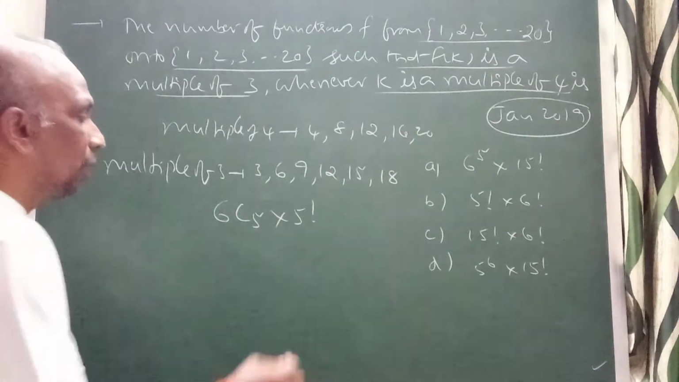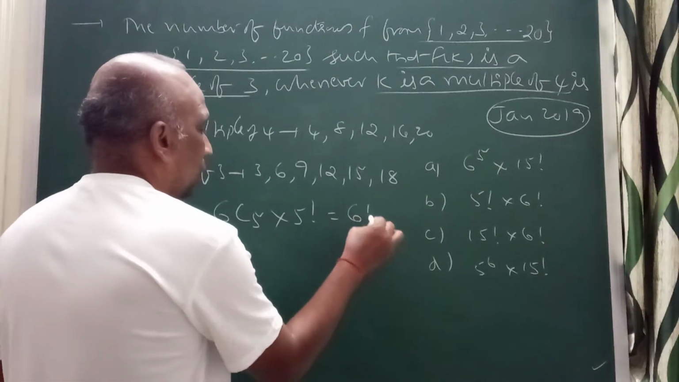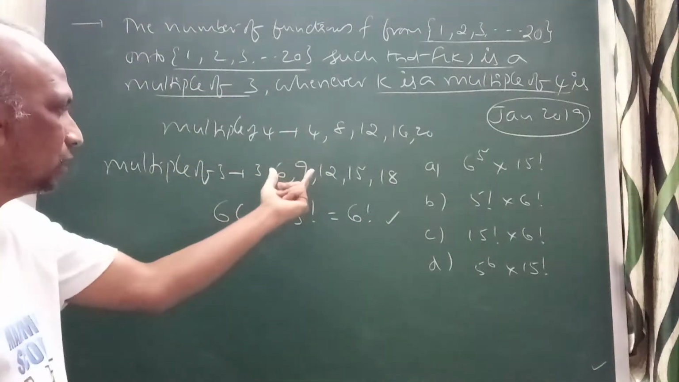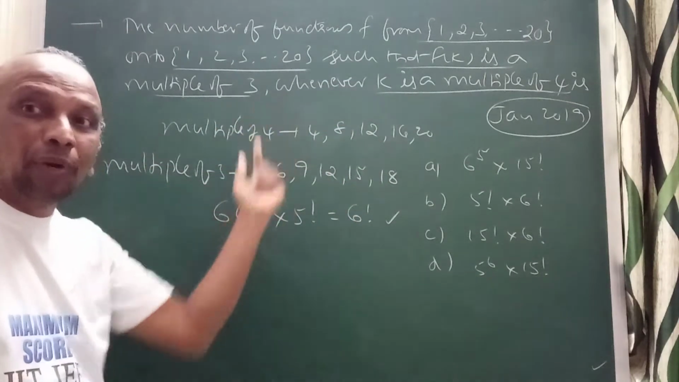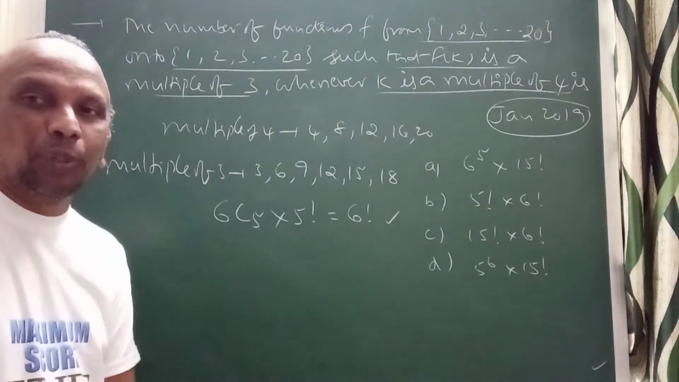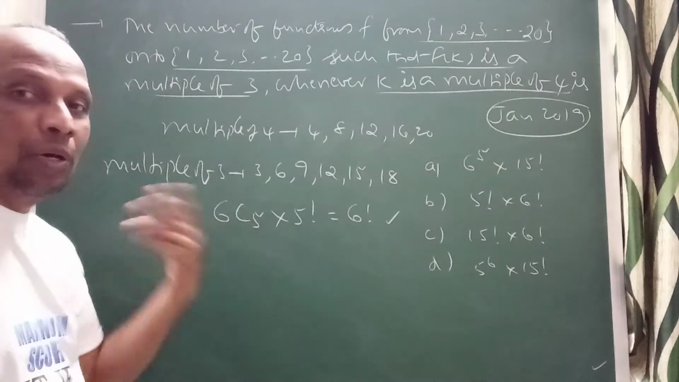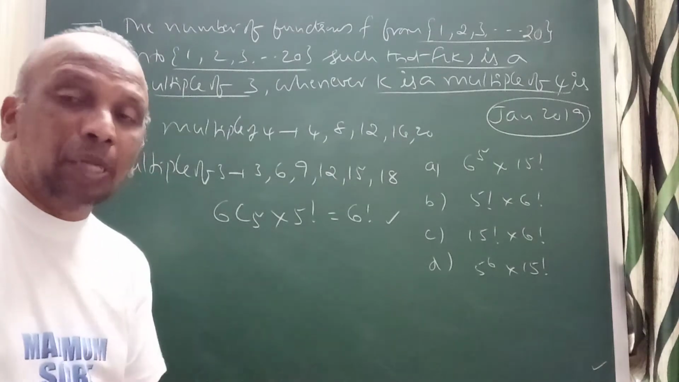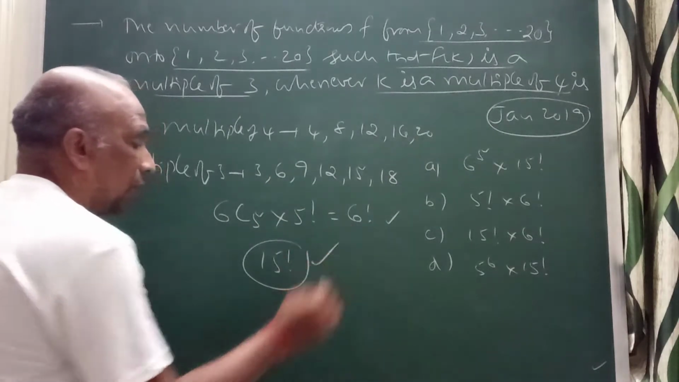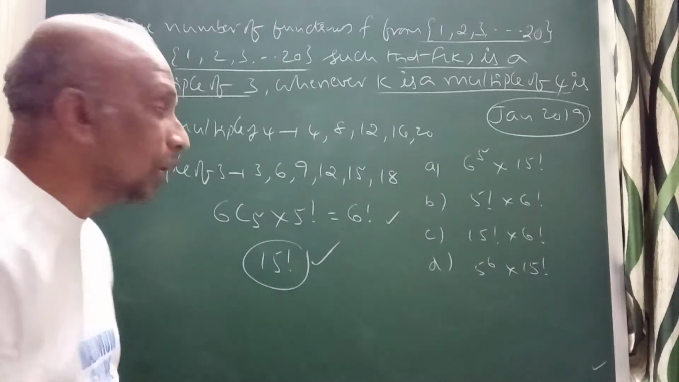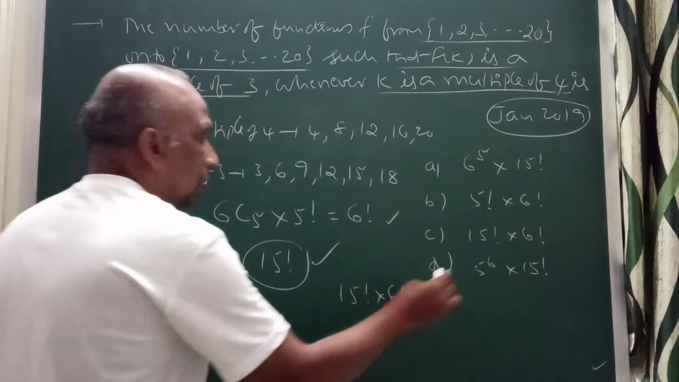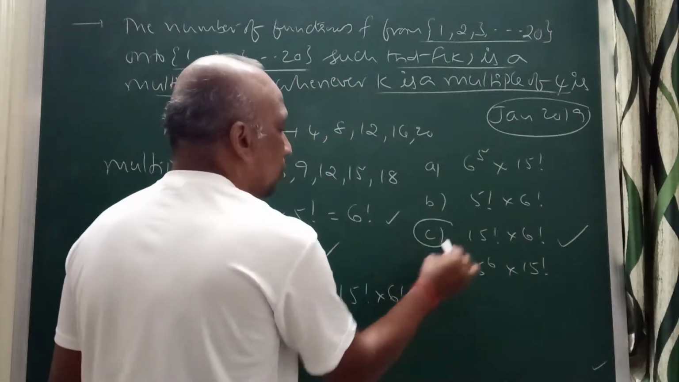6C5 into 5 factorial is nothing but 6 factorial, right? It will come 6 factorial, the number of arrangements between these two. What about the remaining elements we have after taking 5? Remaining 15 elements. Among themselves we can arrange in 15 factorial ways, right? Therefore the final conclusion: the required number of onto functions equals 15 factorial into 6 factorial. Option C is right. This is your answer.